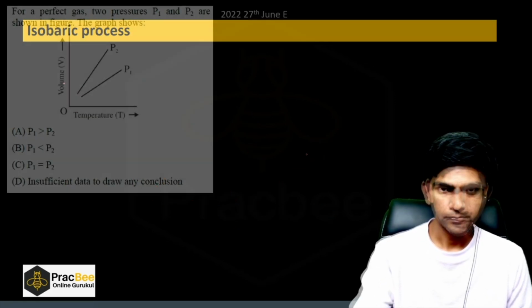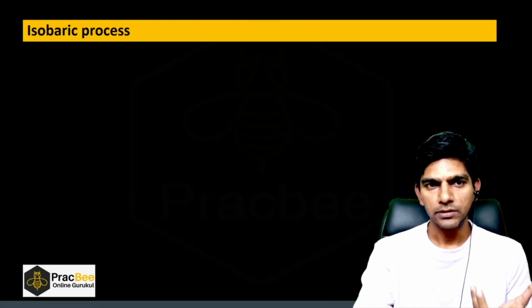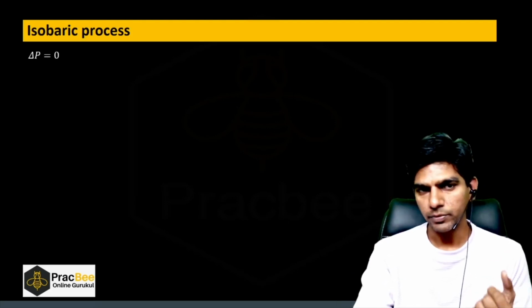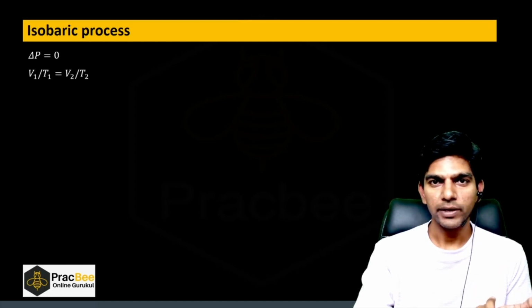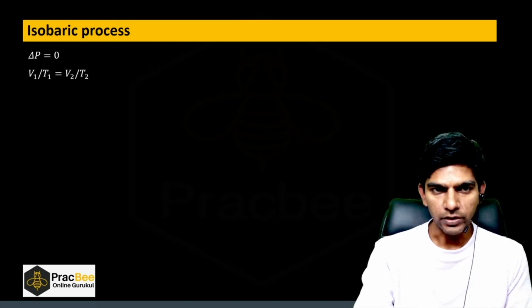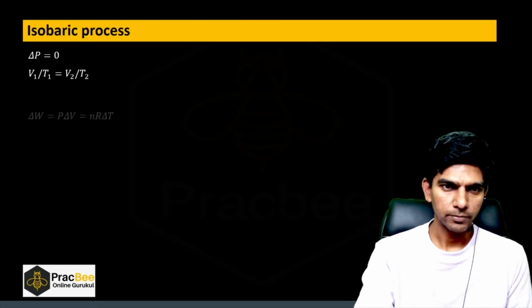Do remember this. Now let us see the isobaric process. So in isobaric process, the pressure remains constant. So delta P will be 0. And if delta P is 0 or P is constant, by ideal gas equation, we can say V1 by T1 equals V2 by T2, or V is directly proportional to temperature.